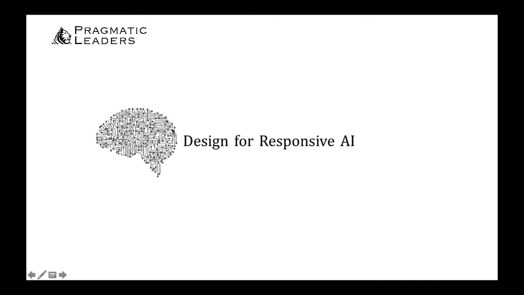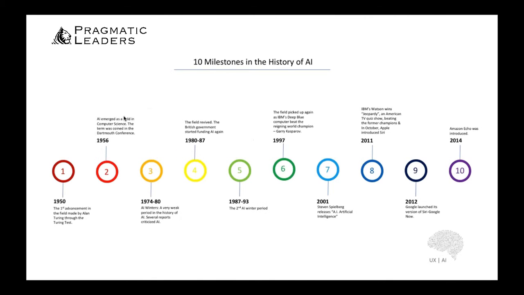But before we begin all of that, I would like to start off with the 10 milestones in the history of AI. In 1950, the first advancement in the field was made by Alan Turing, a British mathematician who's also known as the founding father of artificial intelligence. It is said if a machine could carry on a conversation that could not be differentiated from that of a human, then basically the machine is thinking.